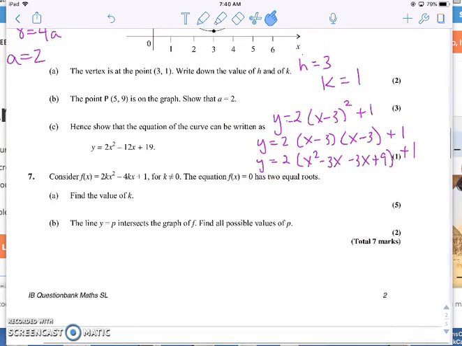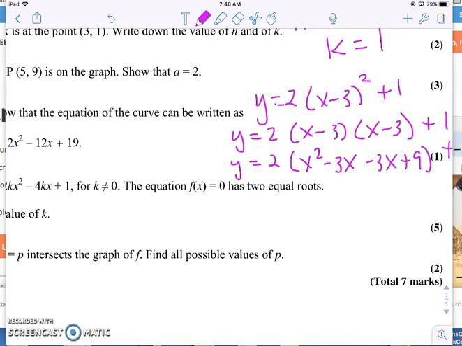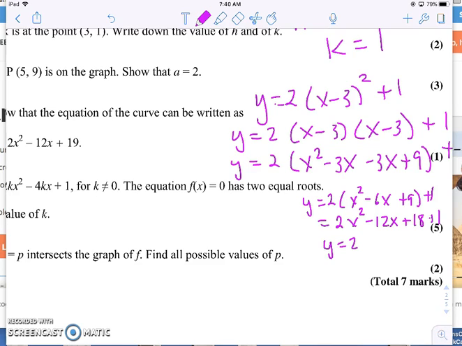Jeez, there's not enough room on here. So we have y equals 2 times (x squared minus 6x plus 9) plus 1. So if we distribute the 2, x squared minus 12x plus 18 plus 1, which equals what we wanted, 2x squared minus 12x plus 19.